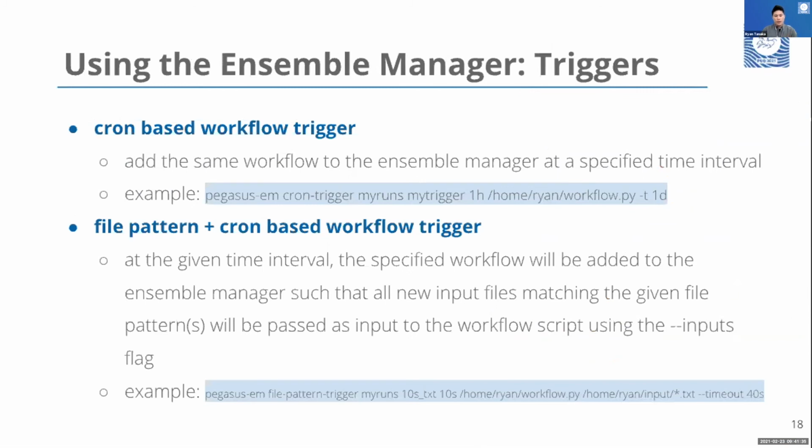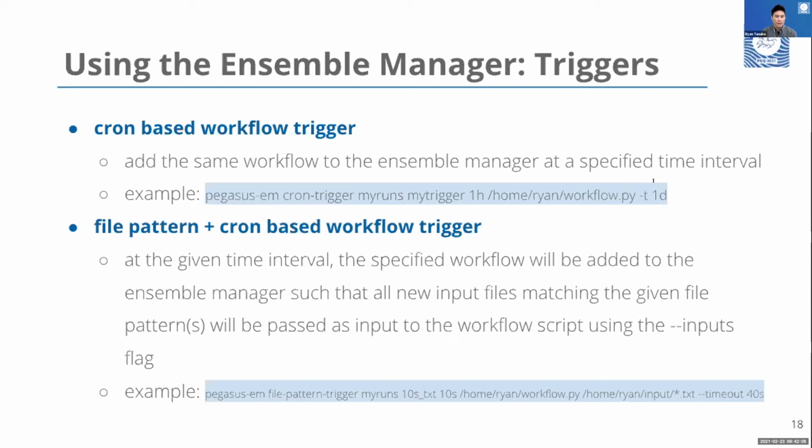So in the 5.0 release, we've also added 2 workflow triggers to the Ensemble Manager. So one is a cron-based trigger, and so this will add the same workflow to the Ensemble Manager at some specified time interval. So for example, we can use this command here, pegasus-em cron-trigger, and this will add this workflow script to the ensemble every hour, and it will time out in a day.